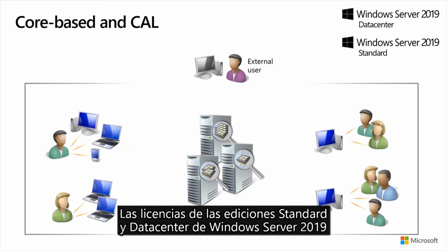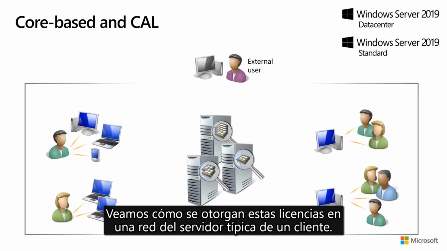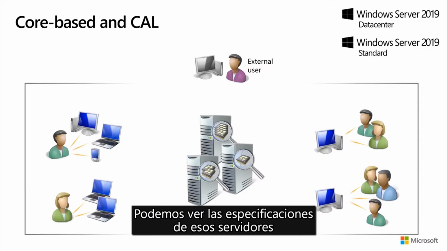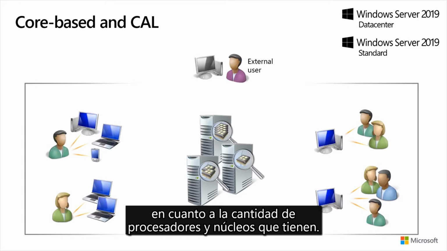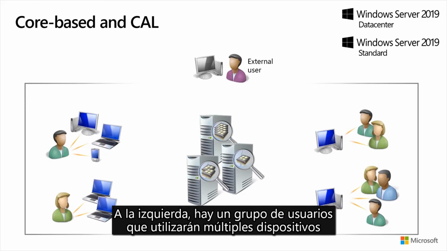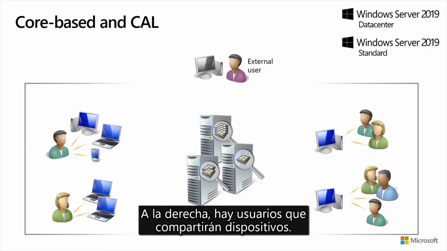Both Standard and Data Center editions of Windows Server 2019 are, as I say, licensed with the core-based and CAL model. So let's get a bit more detail on how the licensing works in a typical client-server network. Now, have a look at my diagram. You can see that we've got some servers in the middle of the screen, which will run Windows Server. We can see the specification of those servers in terms of how many processors and cores they have. Then there are users and devices which will access the services of the server. And you can see that on the left-hand side, there's a group of users who will use multiple devices to access the server. Then on the right-hand side, there are users who will share devices.